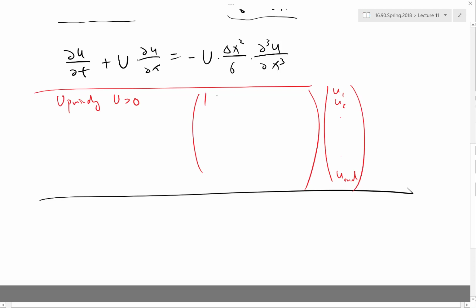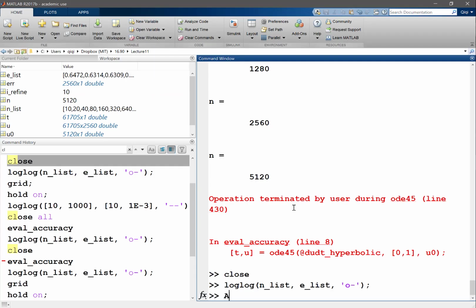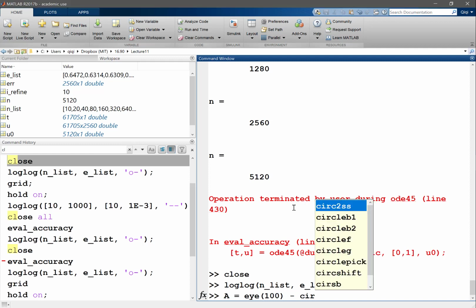Yeah, so I get 1, a bunch of zeros, and minus 1, right? And the second would be 1, minus 1. So I get 1s on the diagonal and minus 1s on the subdiagonal plus this corner entry. So let me see. I have a matrix A equal to identity of, let's say, 100 minus roll, is it roll, circ shift, yeah.